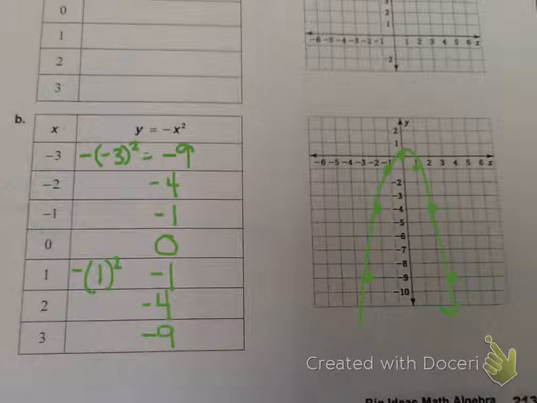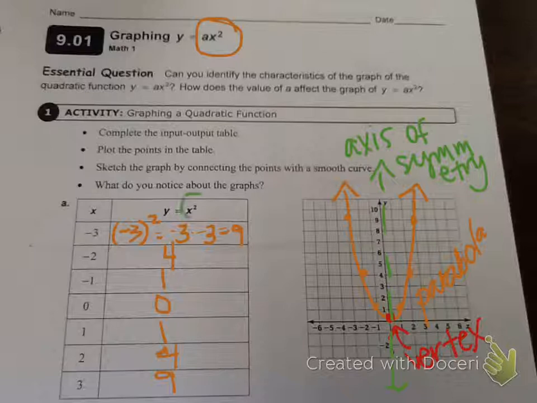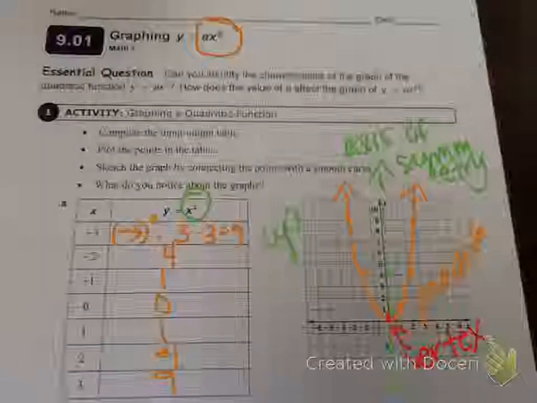Our parabola opens down. So when we have the negative here, our parabola opens down. If you look back at example A, you have a positive x squared term, and the parabola opens up.